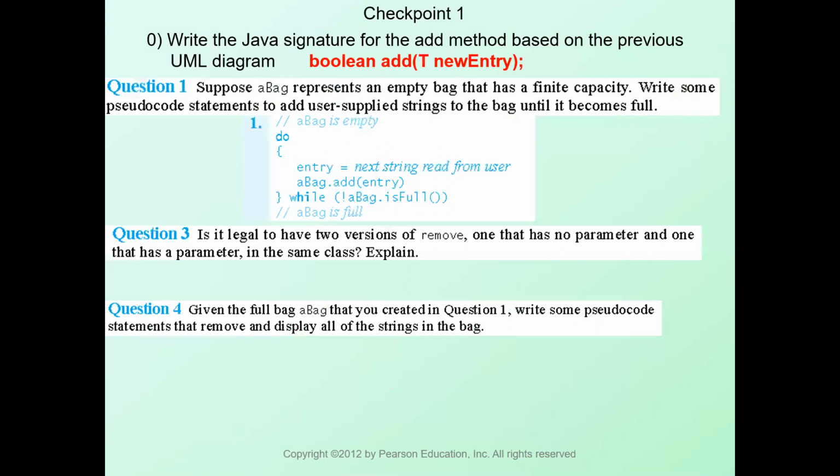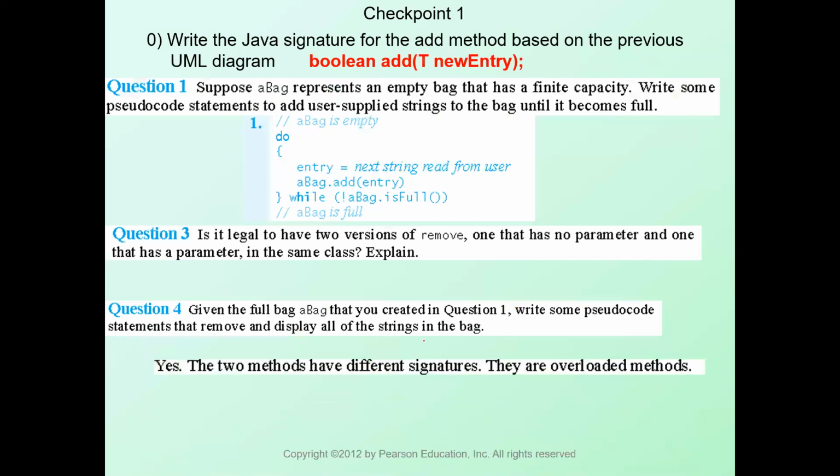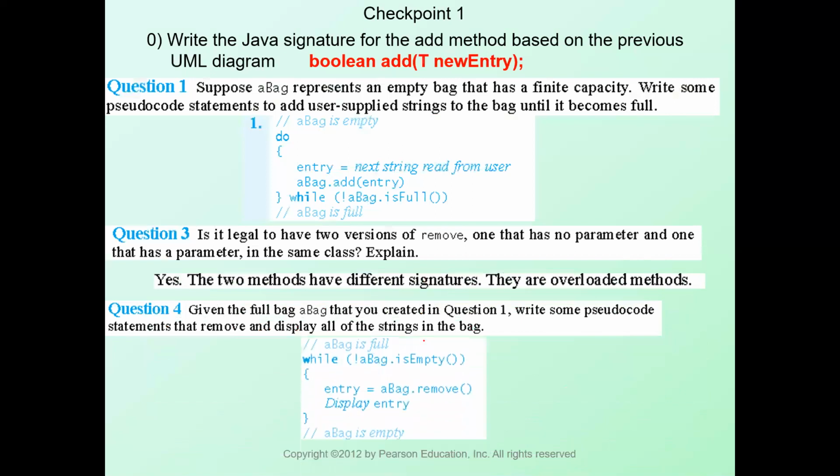Given the full bag you created in question 1, write some pseudocode that removes and displays all of the items, all the strings in the bag. Pseudocode says while not aBag is empty, and what that means is while the bag is not empty, go ahead and remove an item from the bag and display it. So that's a structure that will go through and display all the items in the bag. That's a lot easier than writing a for loop that looks at all the items in an array in general. So again, these are nice tools. Once you have a bag object, you can use it in ways that make your coding a lot simpler than working with an array.